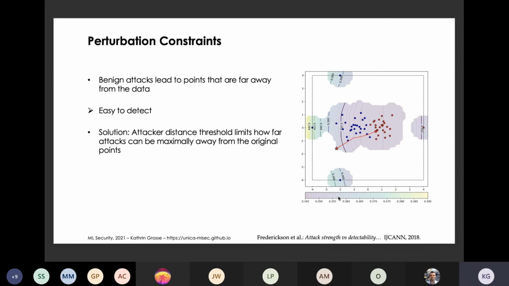Another way to introduce perturbation constraints more directly is to limit the space where I can search. This is similar to the L2 ball defense that I mentioned earlier. Assume that there is a ball around each point. You see here the corner of the distance of the feasible space. Now you say: optimize your point, but you have to stay in this feasible region. This again tackles the idea that points that are far away are super easy to detect because they are very different from the benign data.